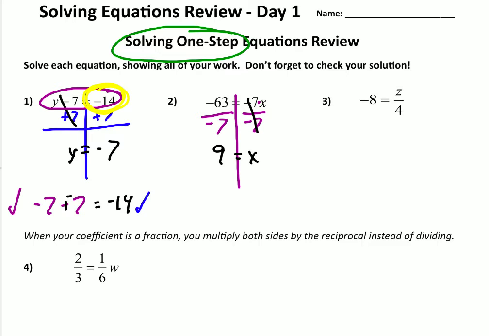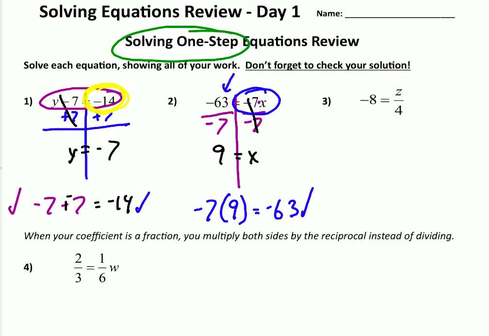Again, to do a quick check, go back to the original problem, negative 7x, but instead of x, put in what x is equal to. Put in the 9. Well, negative 7 times 9 is negative 63. That's what I wanted, so I know I did it correctly. All right, next one.